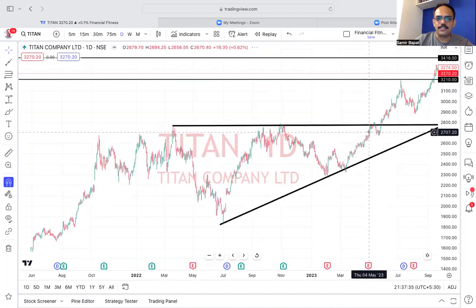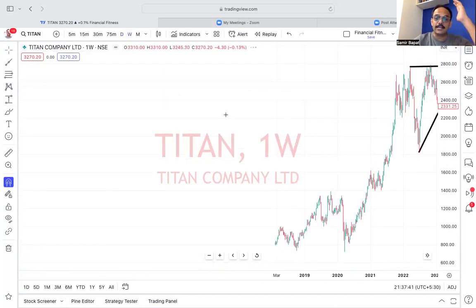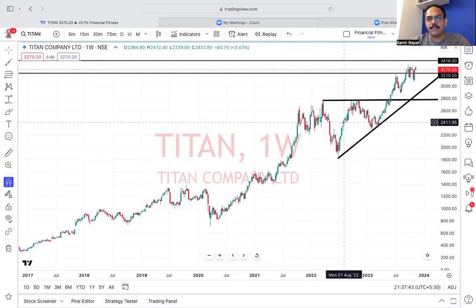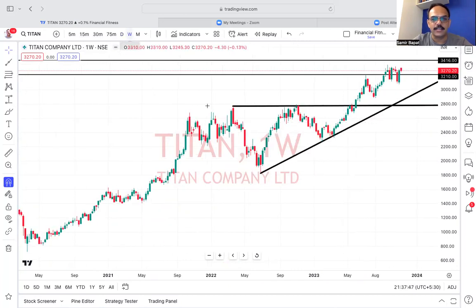See, this is a Titan weekly chart, what I showed. There is a possibility that sometimes it consolidates for weeks together. I have converted this into a weekly chart. That means it is starting from 21st March 2022. It came down, went up, went down, and this is the breakout. Now this will go long term.